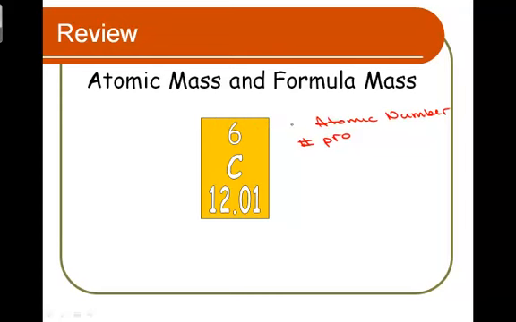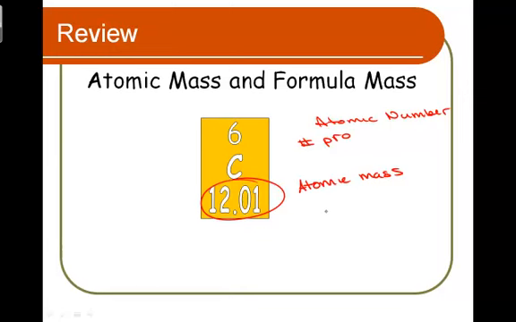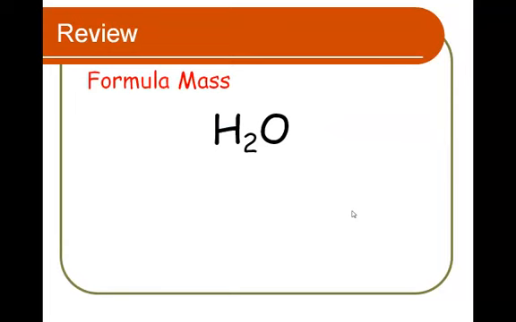The 12.01 is our atomic mass. This is the weighted average of all of our isotopes. So this includes our isotopes. And it's going to be this number that we're going to be working with when we start to look at formula mass.